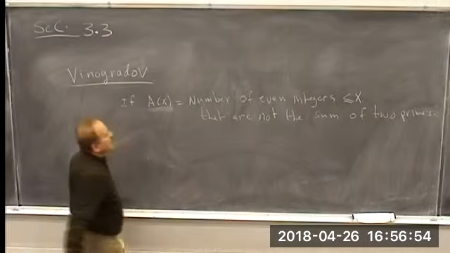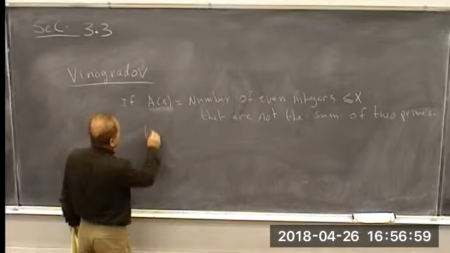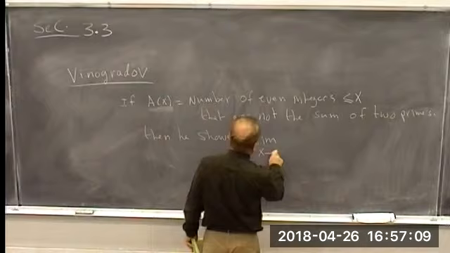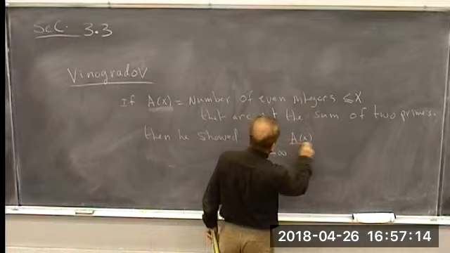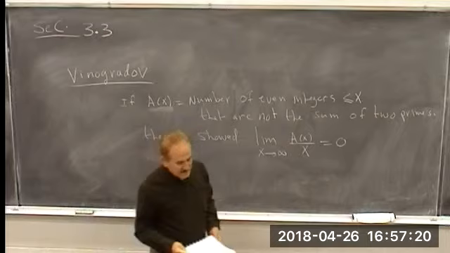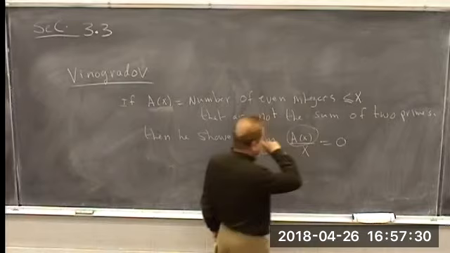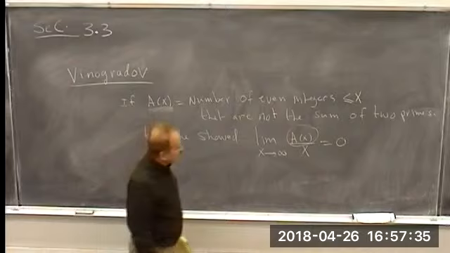All right? Then this is what he showed. Then he showed the limit as x goes to infinity of A(x) divided by x is equal to 0. Let's try to understand what this actually says. Now, when the limit of a ratio goes to 0, it means the denominator is going to grow much faster than the numerator.